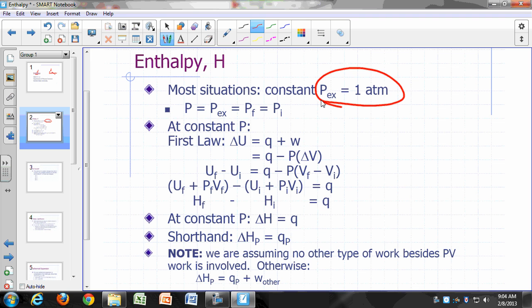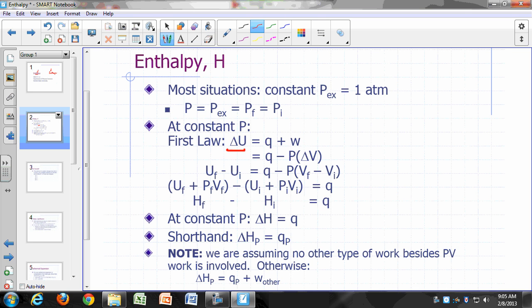So if your system is open to the atmosphere throughout the process, then that means the pressure of your system is constant. It's going to be equal to the external pressure, so your P final will be equal to your P initial. So we want state functions that are simple to deal with when we're doing things at constant pressure, because that's the bulk of the kinds of things we do. So let's go back to the first law and see how we can express the first law in terms of enthalpy, and where the concept of enthalpy comes from.